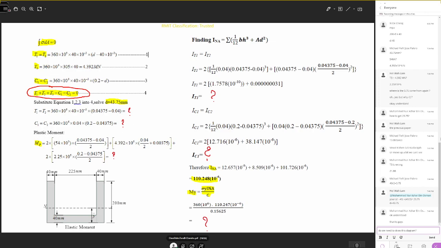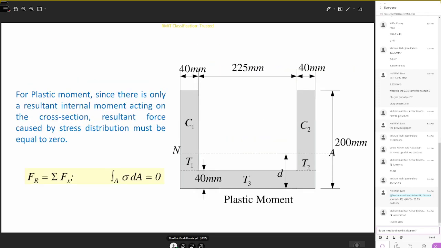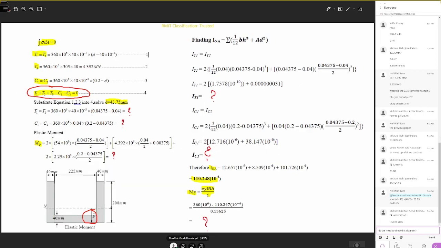That means you'll be able to establish this y dash, or sometimes we call this d. Basically you are establishing the neutral axis under plastic conditions. Once you know d, you can calculate the tensional forces and compressive forces acting on the cross section. So you know the T1, T2 values, the C1, C2 values, and of course the T3 value also. Once you calculate T1, T2, T3, C1, C2, then you can calculate the plastic moment based on our definition.